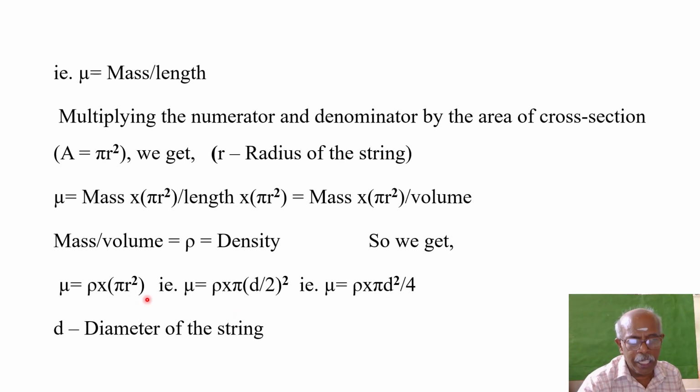Instead of r, you can say d by 2. R is the radius. Radius is equal to diameter by 2. Because only the ratio of diameter has been given in the problem. Radius has not been given. So d by 2 whole square, of course. So that is mu is equal to rho into pi d square divided by 4. Of course, I already told you that d is the diameter of the string.